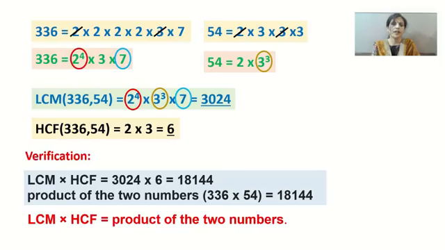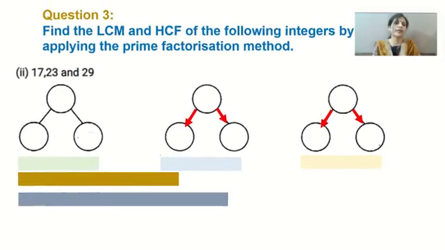Alright. Now children, here is the sum wherein we have to find out LCM and HCF of three numbers. Alright, so let's find out. This is question number 3, and from question number 3 we have selected the second question. We have to find LCM and HCF of 17, 23 and 29. So we'll write down the numbers 17, 23 and 29.